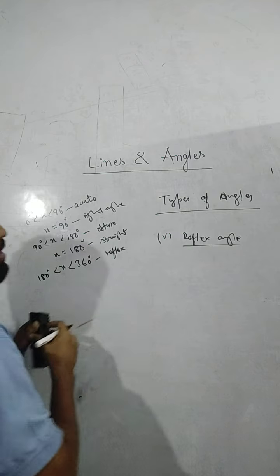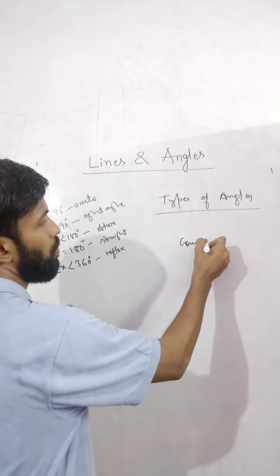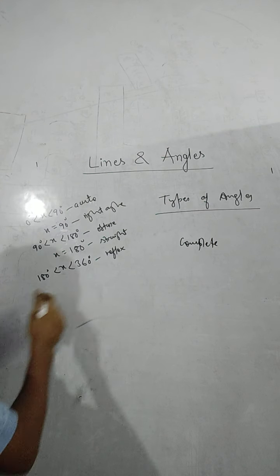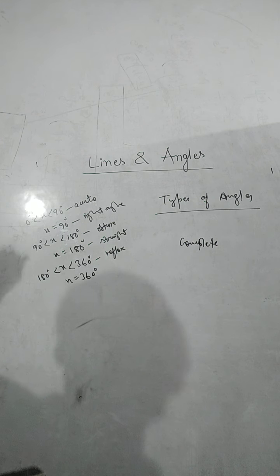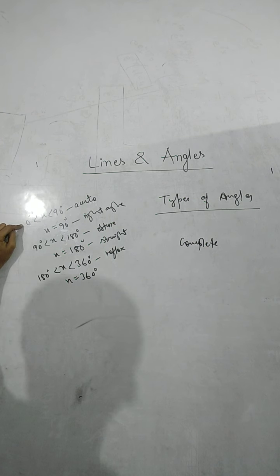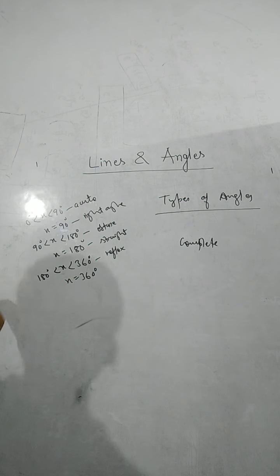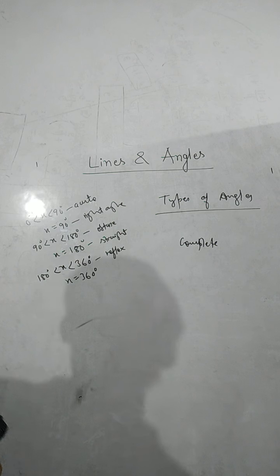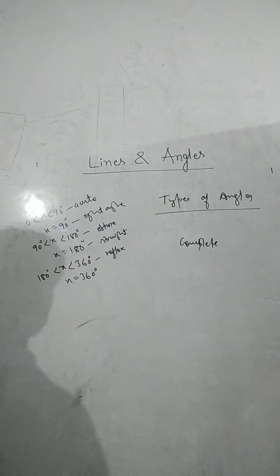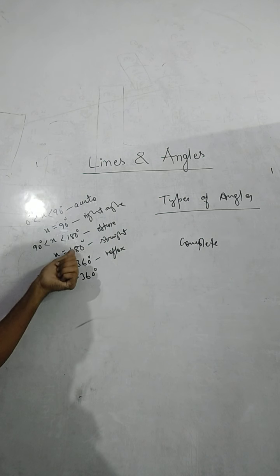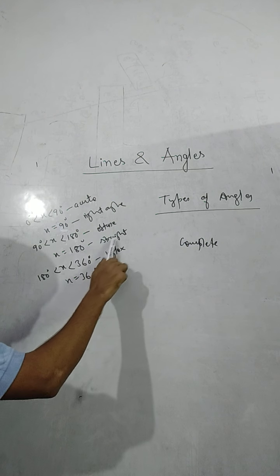So another kind of angle, last, what is that? Complete angle. What is complete angle? Obvious, okay? When x is exactly equal to 360 degree. So revise this. When x is greater than 0 degree but less than 90 degree, acute angle. When x is exactly equal to 90 degree, this is a right angle. When x is greater than 90 degree but less than 180 degree, this is an obtuse angle. And when x is exactly equal to 180 degree, where x is the measure of any angle, then this angle is a straight angle.